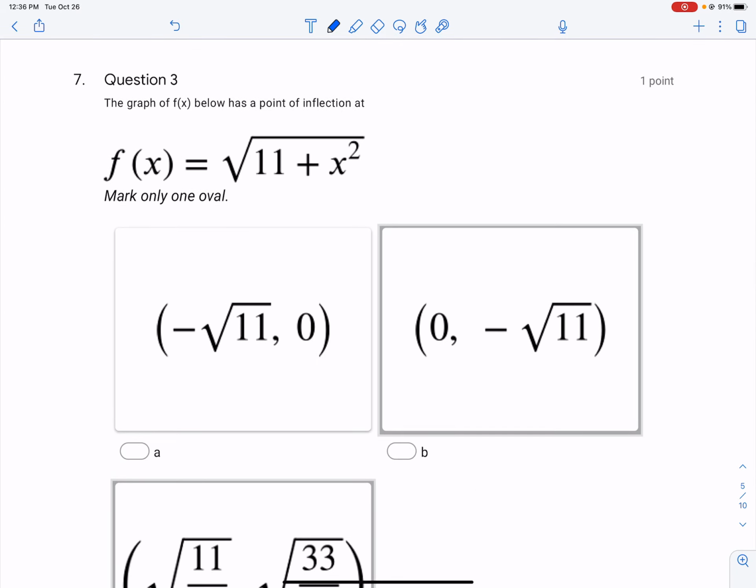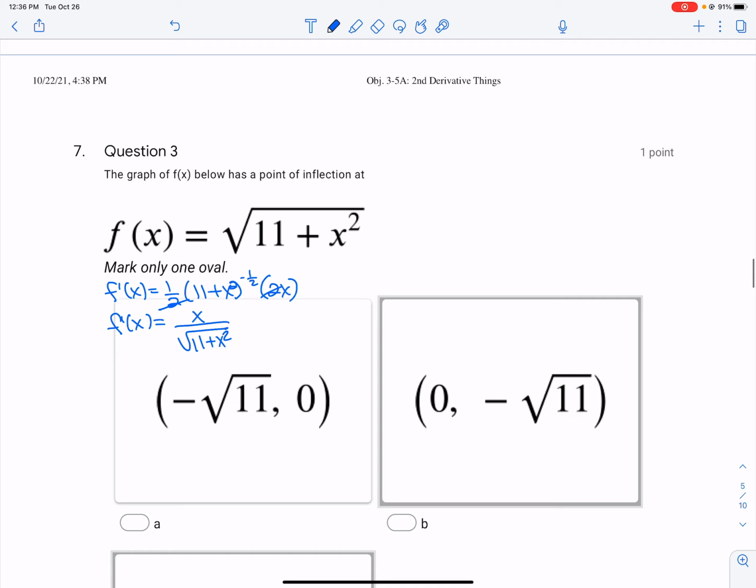Here, points of inflection again. So f prime of x is equal to 1/2 times 11 plus x squared to the negative 1/2 times 2x. So f prime of x is equal to, those cancel out, so I'm left with x over root 11 plus x squared. So then I'm going to take a second derivative to find a possible point of inflection.